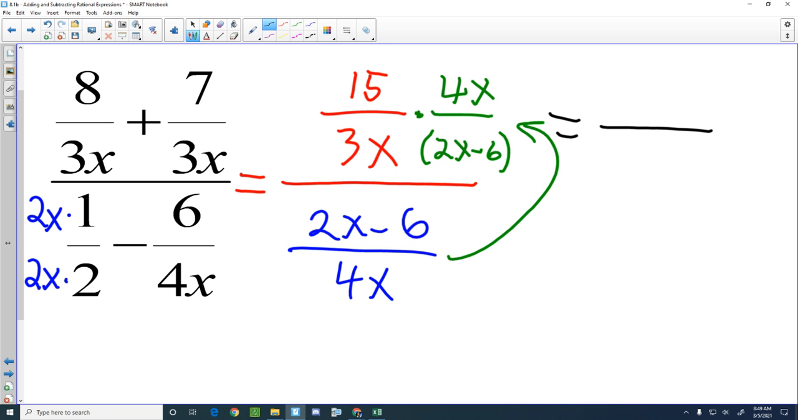Yes, you have a question? 15 times 4x is 60x. That denominator, I had to distribute the 3x, times each of those. That gives us 6x squared. Make sure you remember that x times x is x squared, minus 18x.